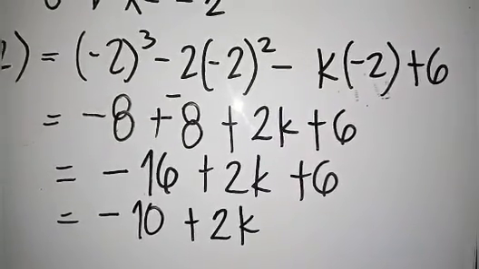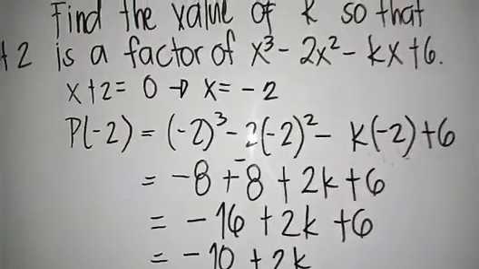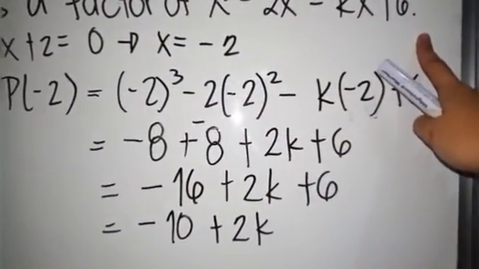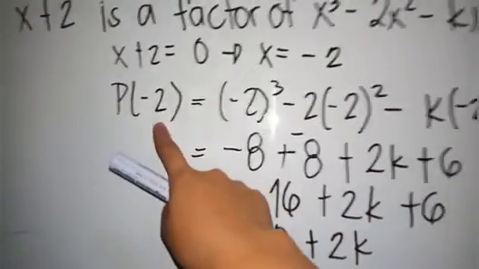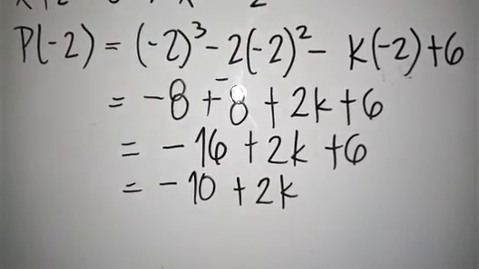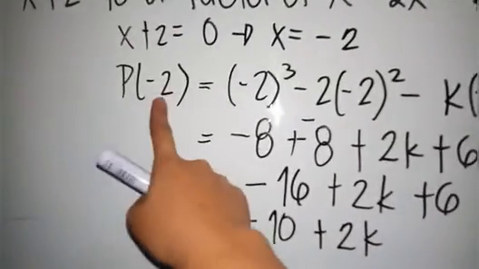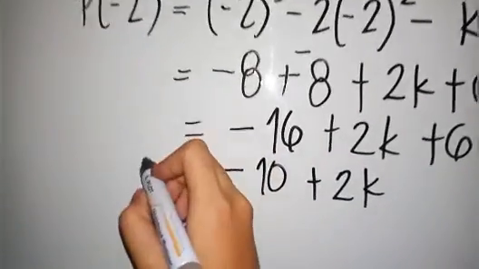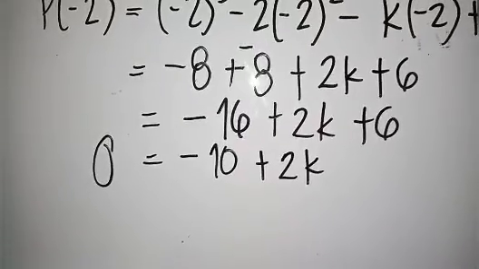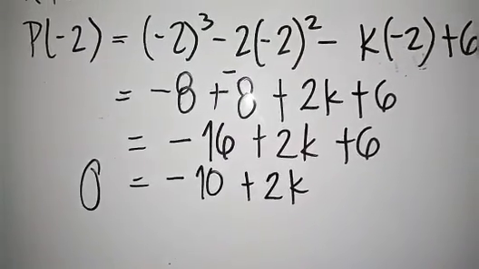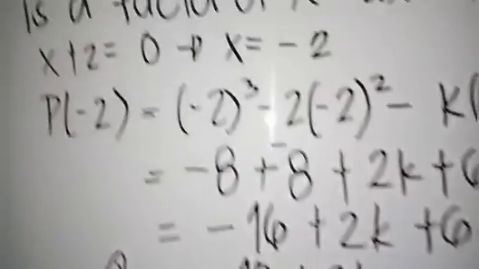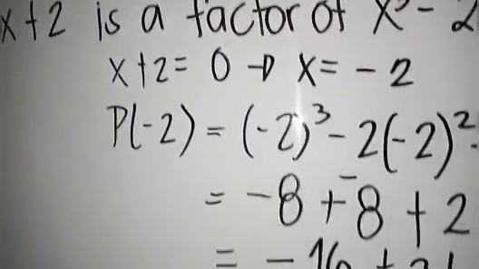So, dito, x plus 2 is a factor of x cubed minus 2x squared plus kx plus 6 if yung ating p of negative 2 ay magiging 0. So, we will substitute 0 to p of negative 2. So, dito gagawin natin 0 yung ating p of negative 2 para makuha natin yung value ng ating k at maging 0 yung ating p of negative 2. Then, magiging factor natin yung ating x plus 2.